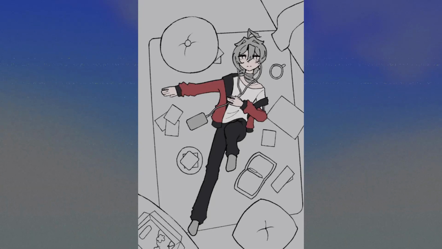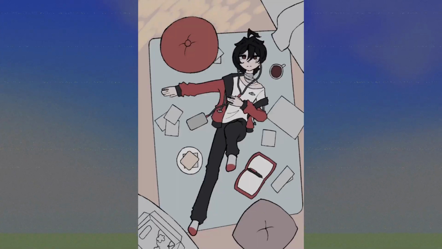Next on the hit list, base colors. I just used his reference sheet to color him. Not much to say here, other than the fact that Clip Studio's base coloring process is way better than Ivy's.